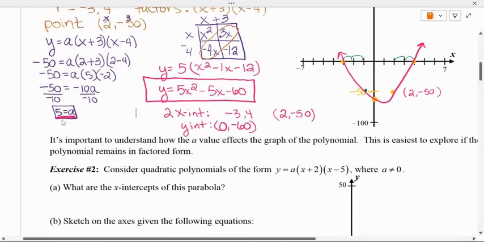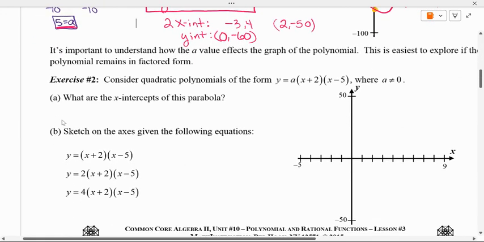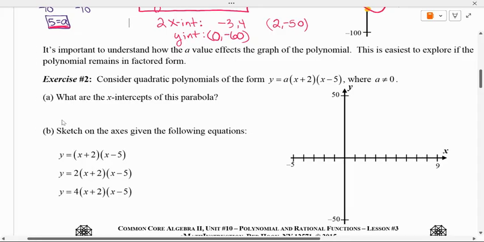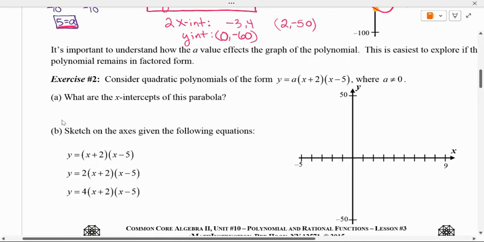Okay. It is important to understand how the a value affects the graph of a polynomial. This is easiest to explore if the polynomial remains in factored form. Consider the quadratic polynomial, so here's another quadratic polynomial, of the form y equals a times the quantity x plus 2 times the quantity x minus 5. And it tells us that a does not equal 0, right?